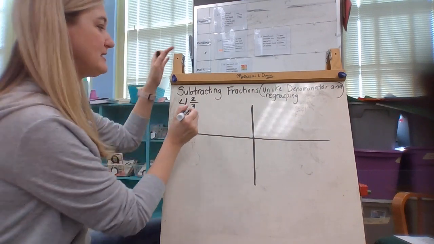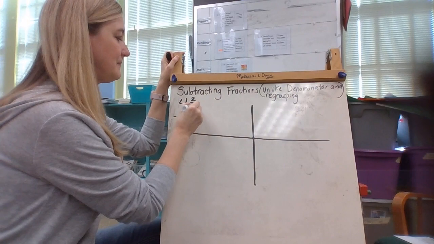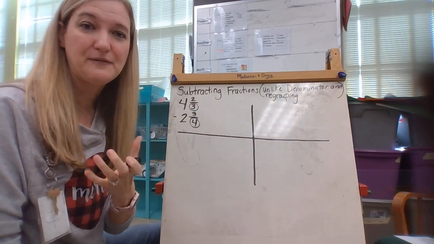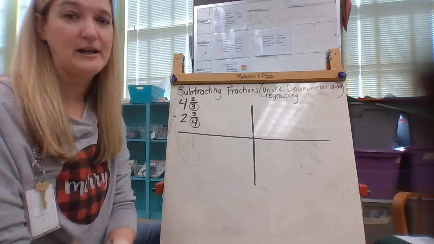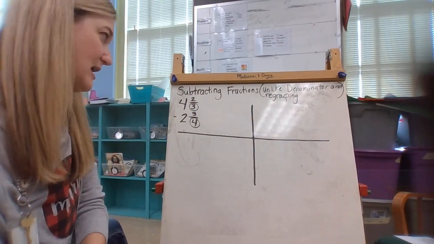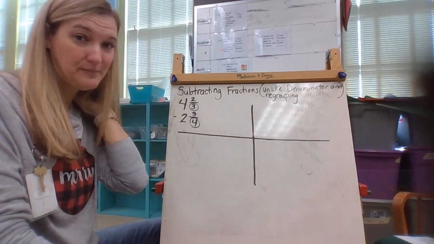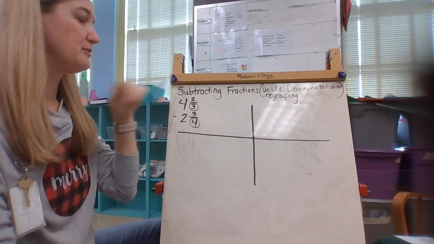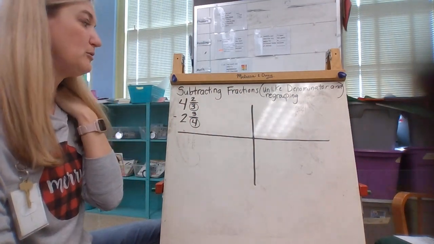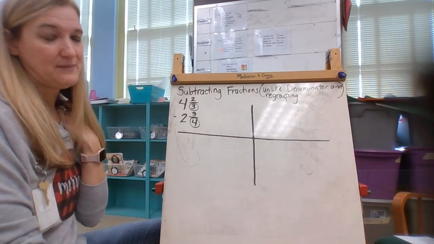I like to circle my denominators and ask myself if they are like denominators or unlike. And in this case, I have unlike denominators. So I'm going to have to find my least common multiple so that I'm able to convert these fractions into equivalent fractions, but they have the same denominator.